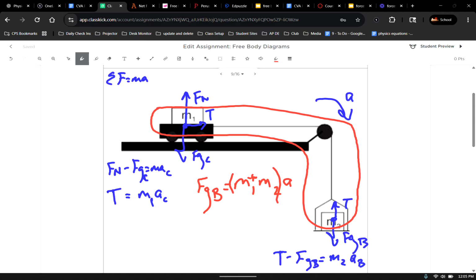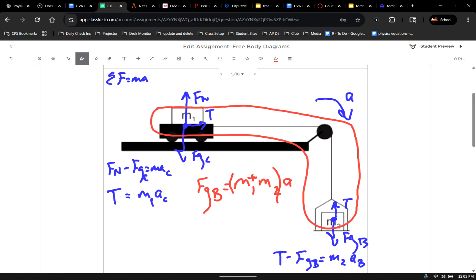It's the same acceleration, so you don't have to really specify if it's cart or block. They have the same acceleration. But that is how you would get the acceleration if you don't want the tension. Now, if they ask for the tension, then you've got to go back and find it, but the tension's the same in both cables. It's the same cable.